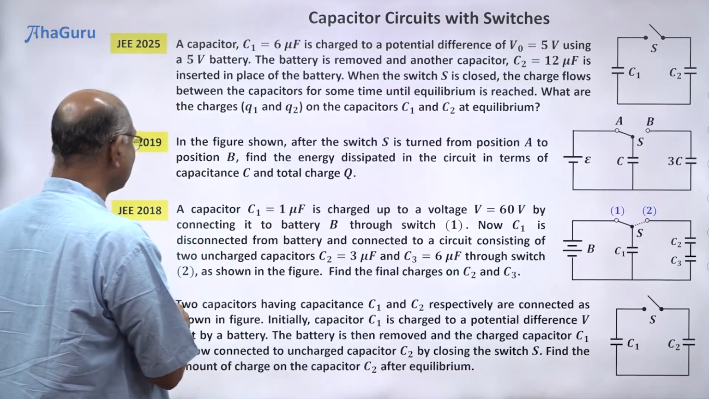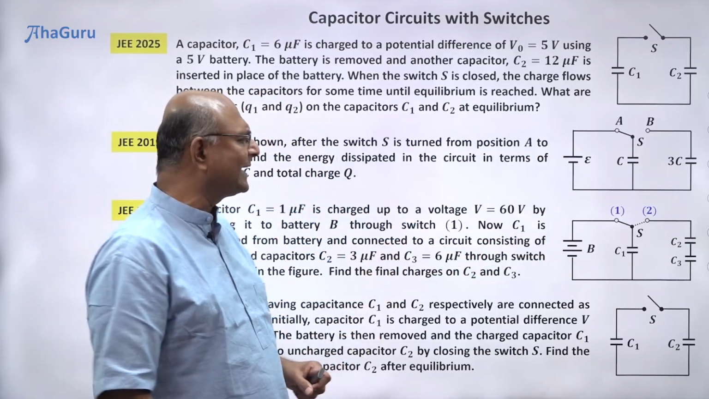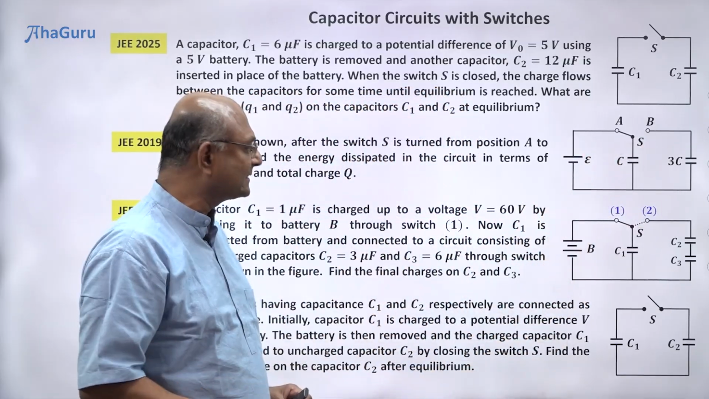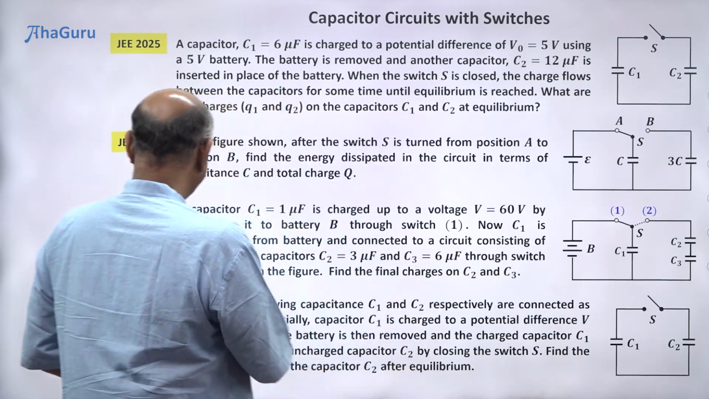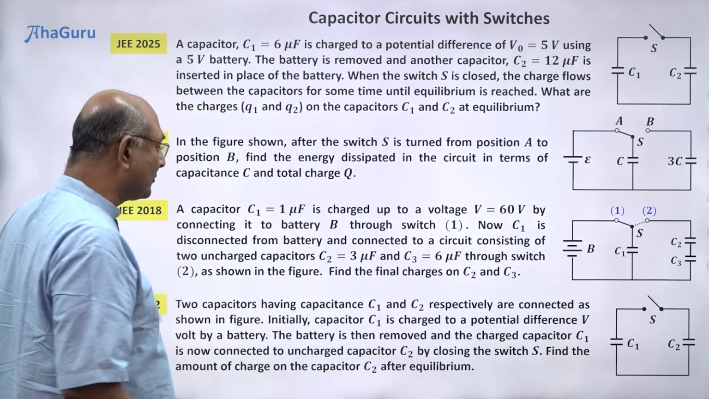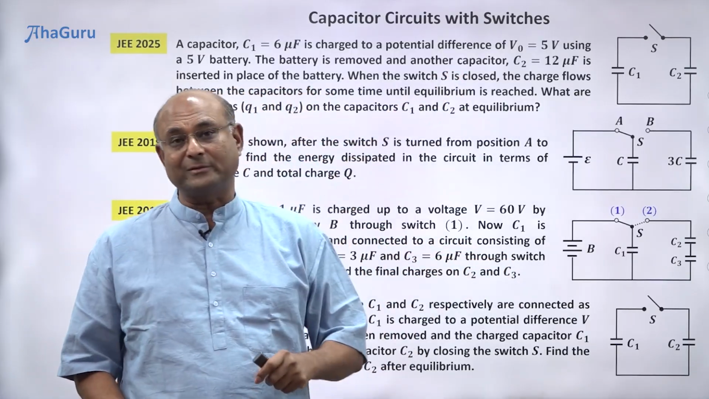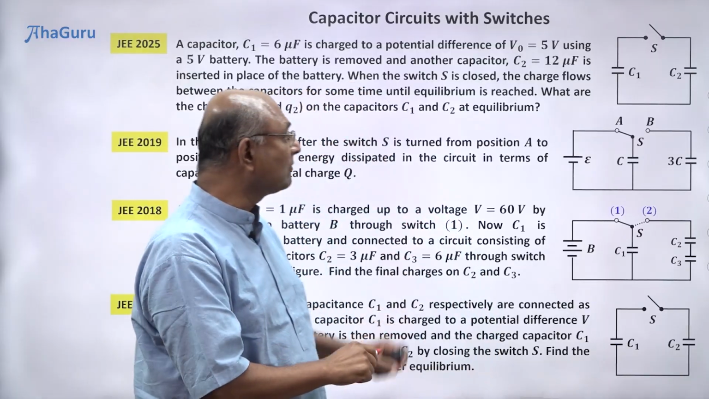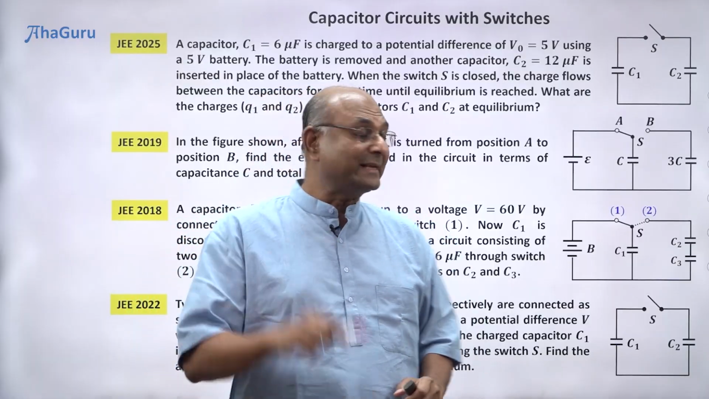So we're going to learn how to solve such problems. In 2018, again you can see a very similar kind of question has been asked, except instead of one capacitor, you have two capacitors in series. So we need to basically know how to combine them, that's all. And look at this one that appeared in 2022 in JEE. Again you can see it is very similar to the 2025 question. So basically we need to understand how to solve questions involving switches and capacitors. So let us learn this.